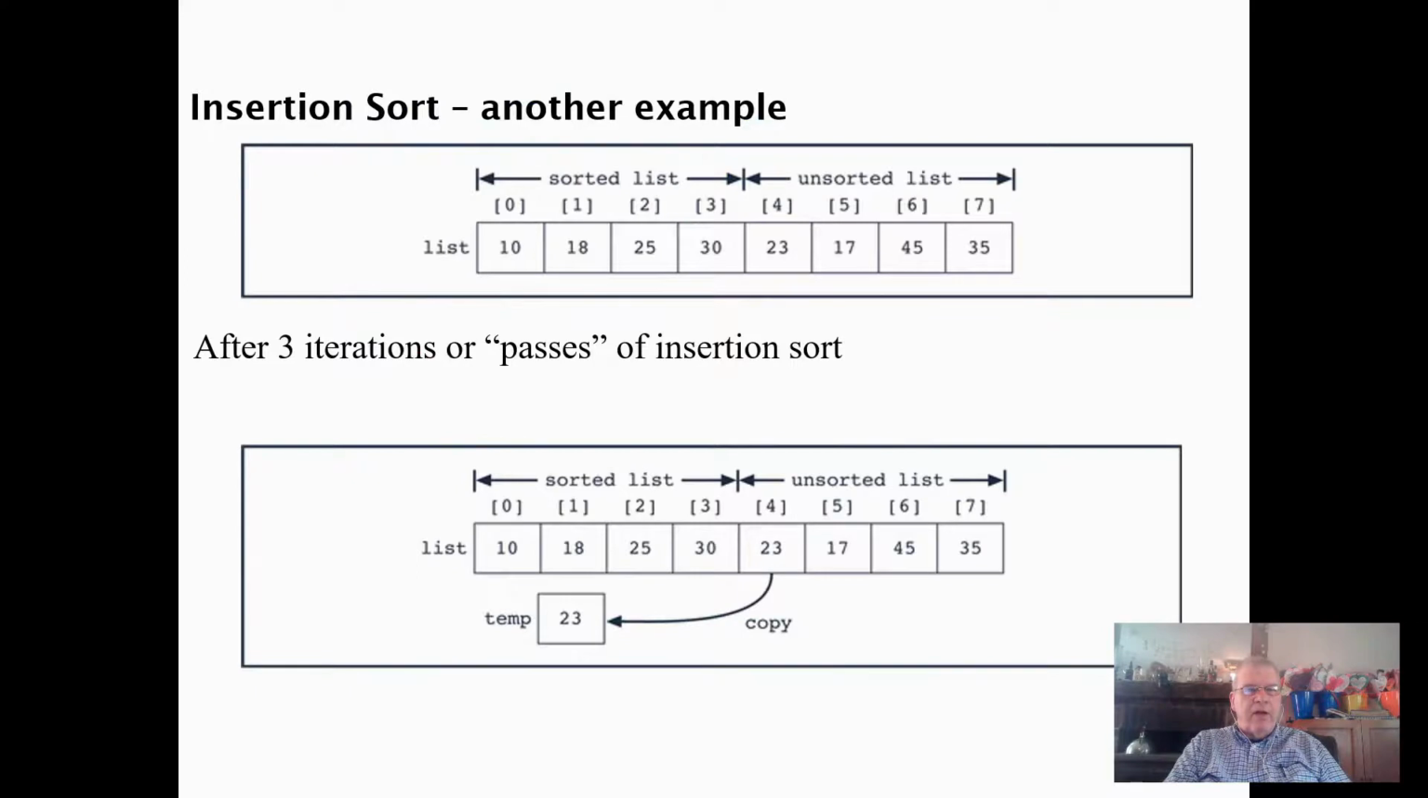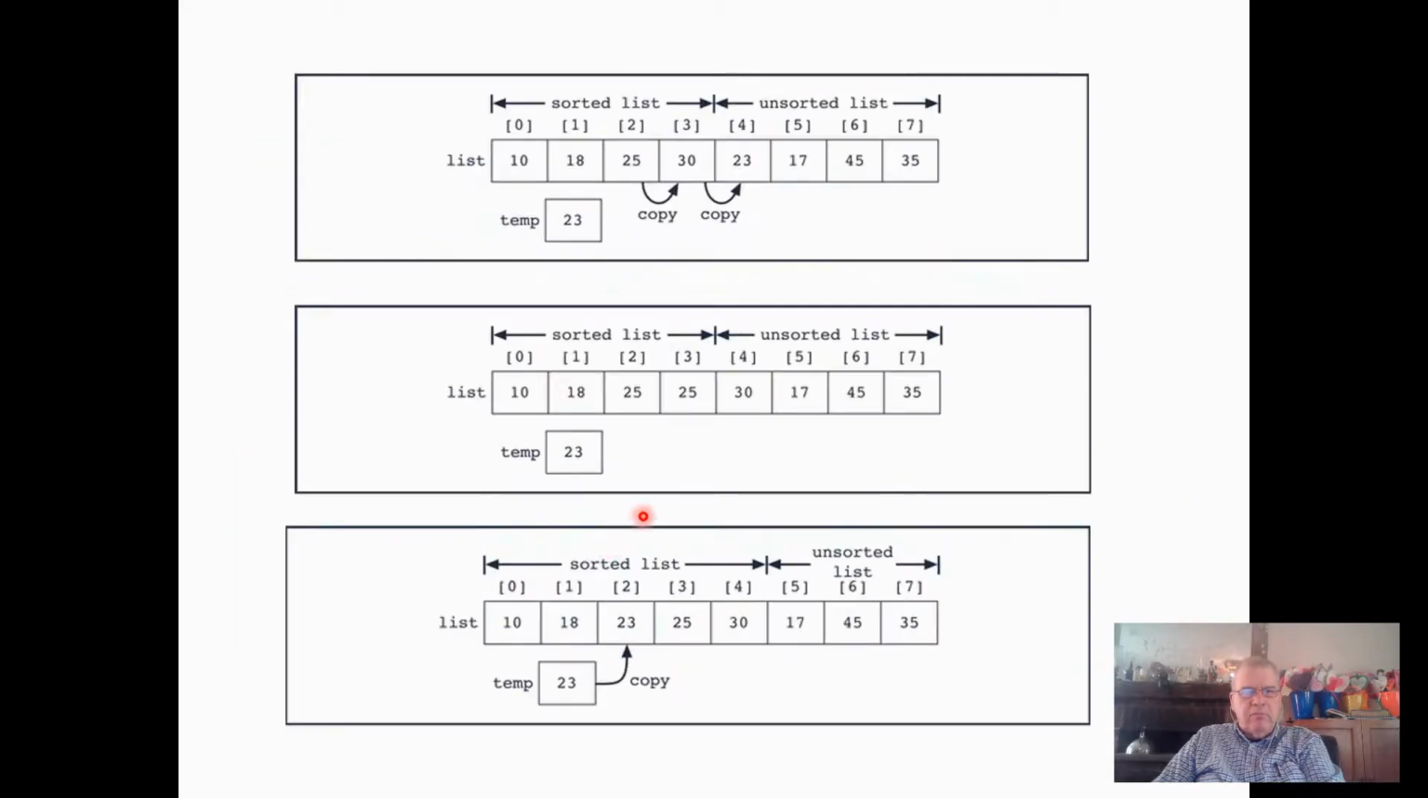So here's another example after 3 iterations of insertion sort, or we call them passes. And so the next value is 23. Here is the next element to be looked at. And here's the already sorted list. Notice that's already sorted. So we take 23 and put it in its rightful place. We have to have a temporary variable, and it'll go right in the middle there. So 23 goes in its correct place, and then this list is sorted.